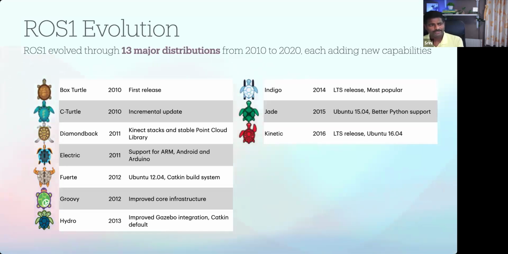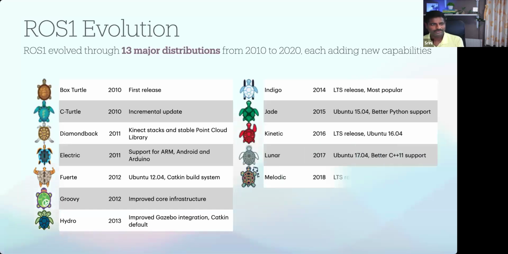Kinetic. So this one, the Kinetic was also an LTS release, and another really popular release. I still remember there were a lot of robots. At this point, ROS was really mature, and this was the go-to environment. So any robot we built at this time would have the Kinetic framework on it.